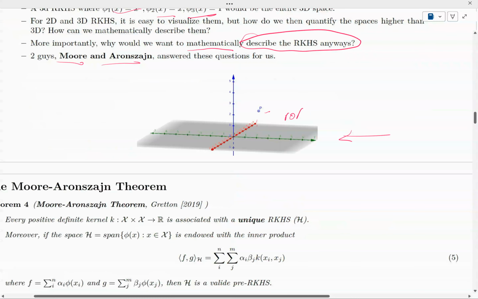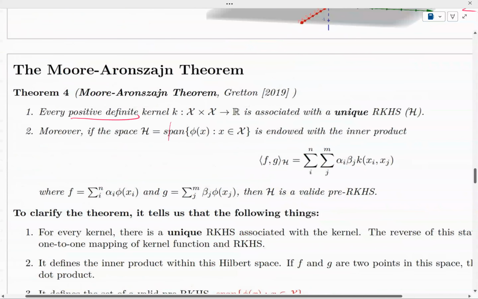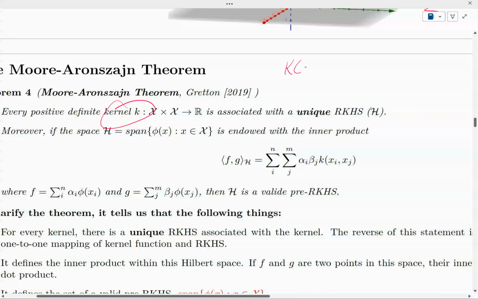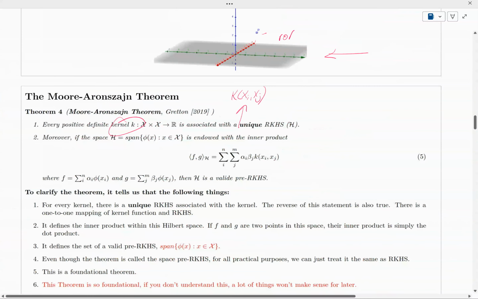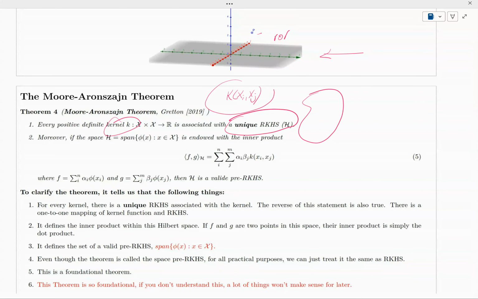The Moore-Aronszajn theorem says, first, that every positive kernel, where a kernel is a function that takes two points in data space and returns a positive number, is important. As soon as you define a kernel function, you automatically can associate it with a unique function space, an RKHS. So as soon as you define a kernel, it implies that there is an RKHS function space, and this function space is unique to it.